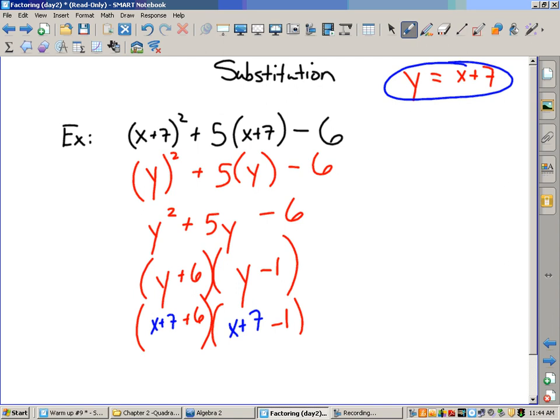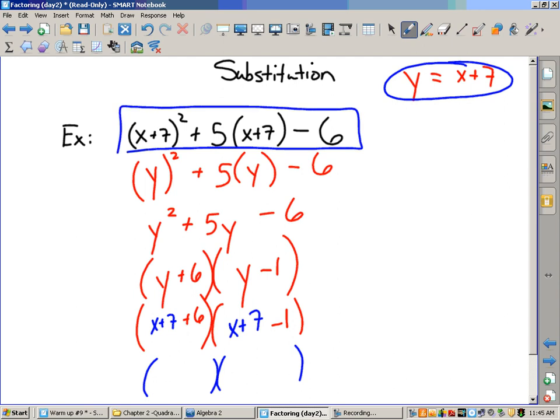Okay, so where that y was, I substituted back in my x plus 7, and that finally gives me my 2 factors in terms of x, because that's what I wanted here. I wanted you to factor in terms of x. What is x plus 7 plus 6? X plus 13. And x plus 7 plus or minus 1 is x plus 6. So that's your answer.